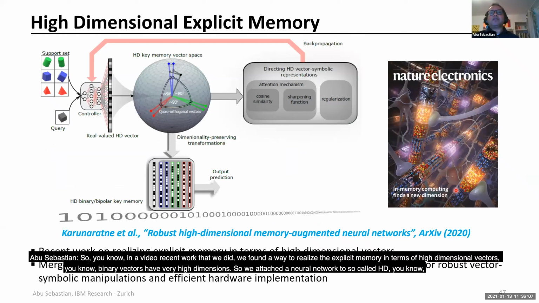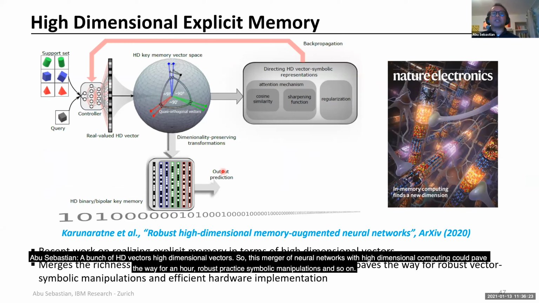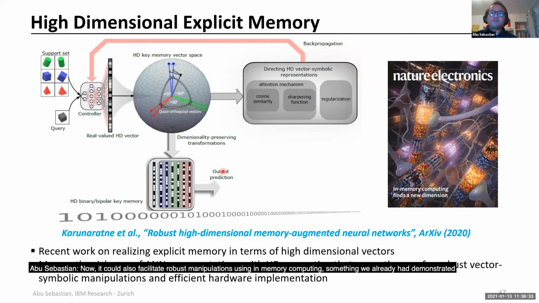So in a very recent work that we did, we found a way to realize the explicit memory in terms of high dimensional vectors, binary vectors of very high dimension. So we attached a neural network to a so-called bunch of HD vectors, high dimensional vectors. So this merger of neural networks with high dimensional computing could pave the way for robust vector symbolic manipulations and so on. Now, it could also facilitate robust manipulations using in-memory computing, something we already had demonstrated recently for high-dimensional computing in a Nature Electronics paper, which actually appeared on the cover.